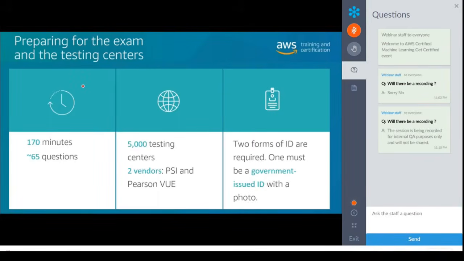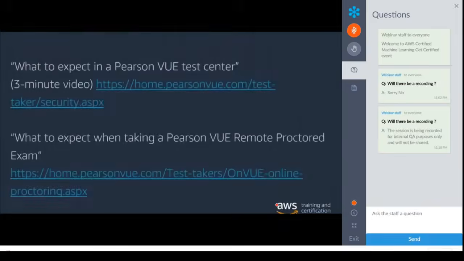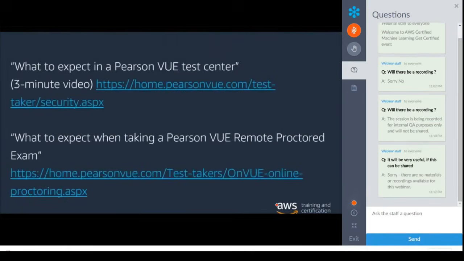The benefit here is that you can stay socially distanced and also stay in the comfort of your home, or I suppose your office. You do need to bring 2 forms of ID. One must be government issued and have a photo. I believe one also has to be signed, although my experience has been that they usually want to see both of them signed. So there's a link here, what to expect in a Pearson VUE test center. That's if you are going into a test center.